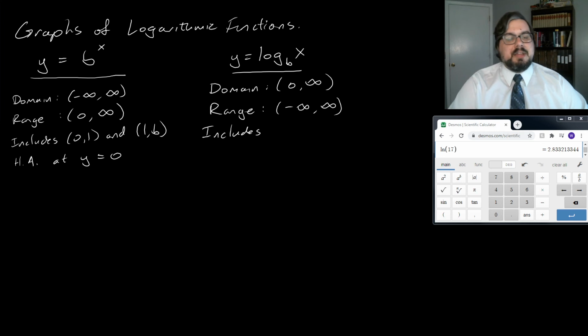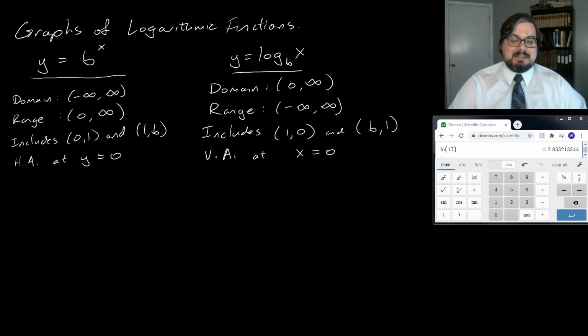And then remember that when we have a point on the graph of a function, we can find a point on the graph of its inverse by simply switching the roles of the input and the output, the x-coordinate and the y-coordinate. So because the graph y equals b to the x includes (0, 1), the graph of the logarithm will include the point (1, 0). And because the exponential has (1, b), the logarithm will have the point (b, 1). And then finally, a horizontal asymptote at y equals 0 becomes a vertical asymptote at x equals 0.